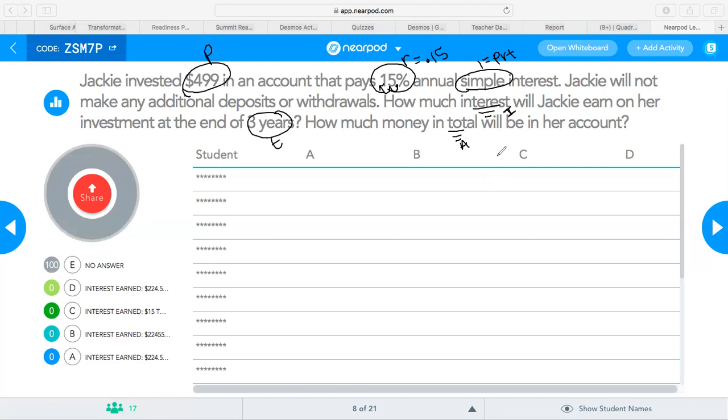If you feel comfortable, go ahead and try to do it yourself. I'm going to do it all again pretty slowly. Simple interest is I equals PRT. This is the formula for simple interest. We already labeled our problem, so all I'm doing is plugging in. I equals 499, that's the P, times the R of 0.15, times the T of 3 years.